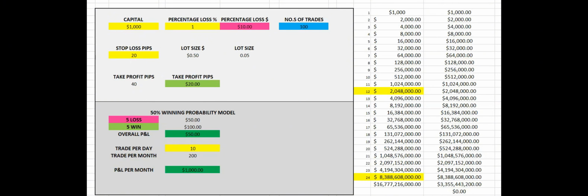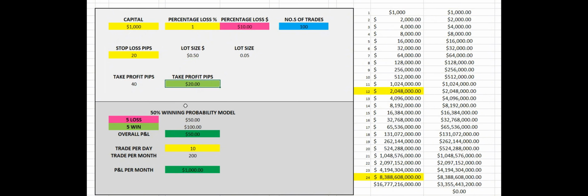Okay, this is the money management for 1% on the scalping at M1. So your capital is $1,000. So each trade you are risking 1%, it is $10. So you have 100 execution. Stop loss 20 pip, lot size is 50 set, or at MT4 is 0.05. Okay, your take profit is 40 pip as shown, and your take profit in dollar terms is $20.